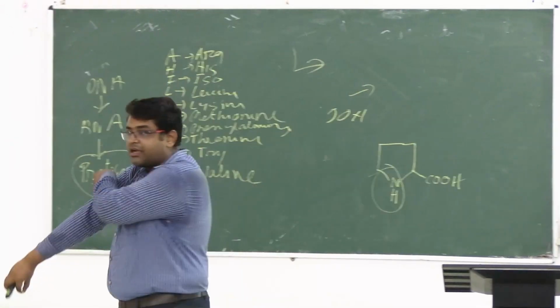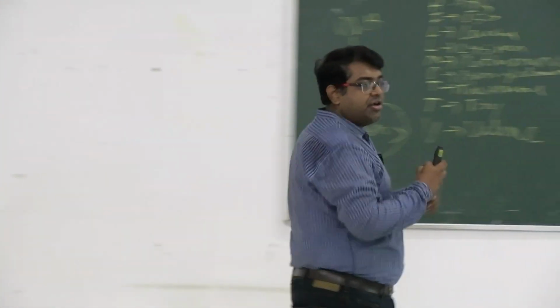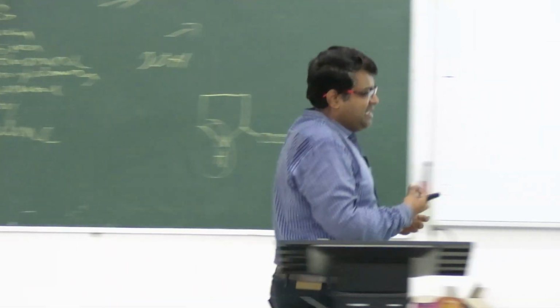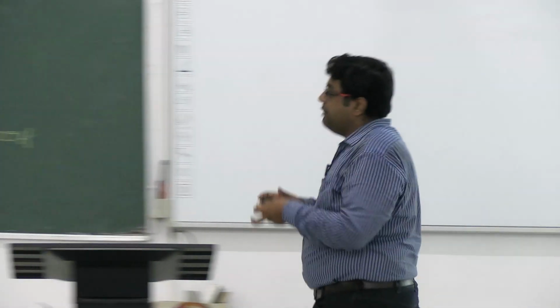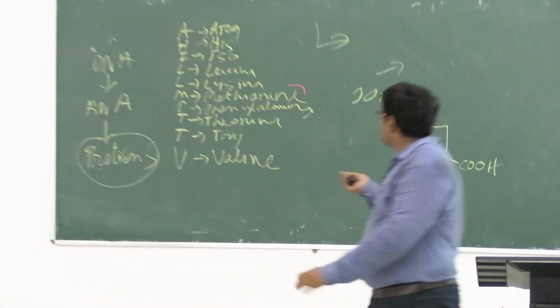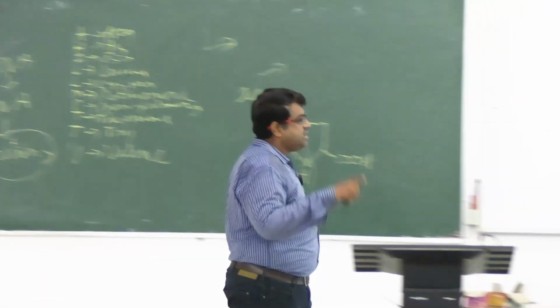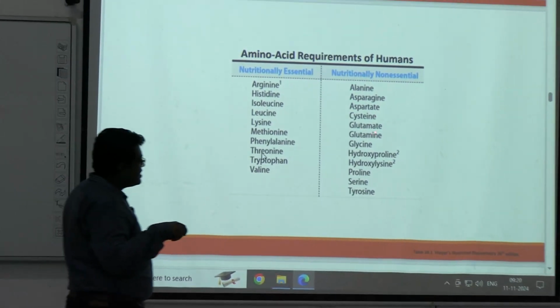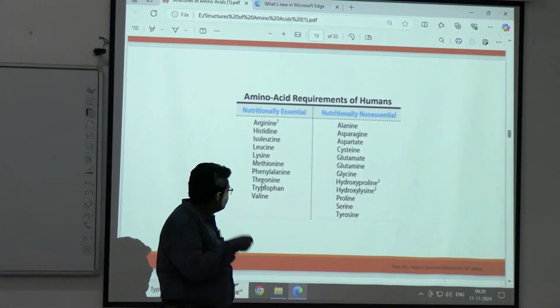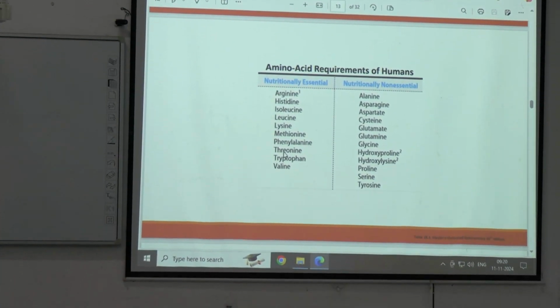Remember this mnemonic forever in your life and you will never make a mistake out of it ever. Be it your UG vivas, your PG vivas, your PDT vivas. A Hill MPTs TV. That is how easy this is. And the rest, alanine, asparagine, aspartate, cysteine, glutamine, all of these can be produced in the human body.